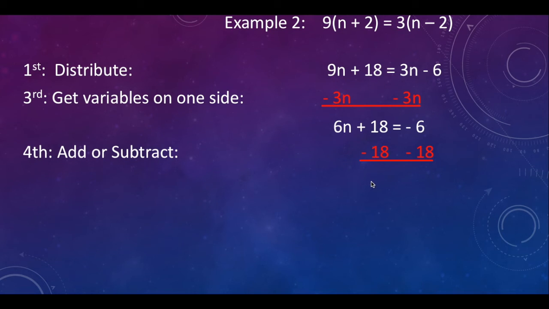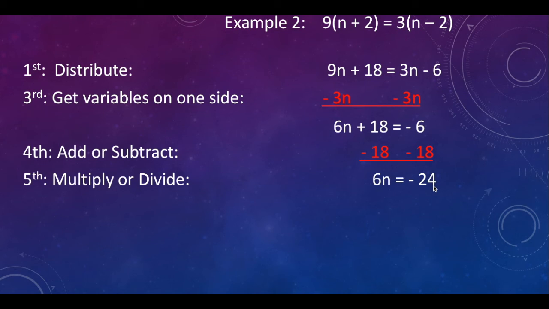So now go ahead and bring down that 6n, and on the right side, the signs are the same. So we're going to go ahead and add, right? Negative 18 and negative 6 make negative 24.